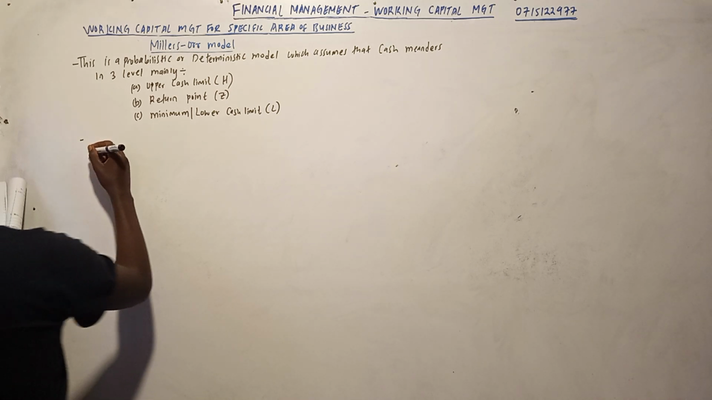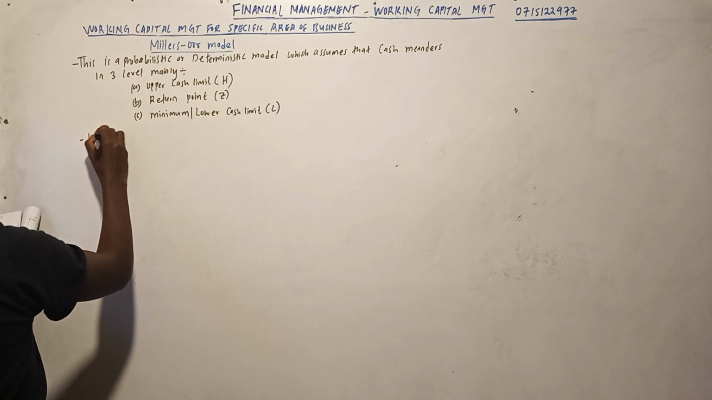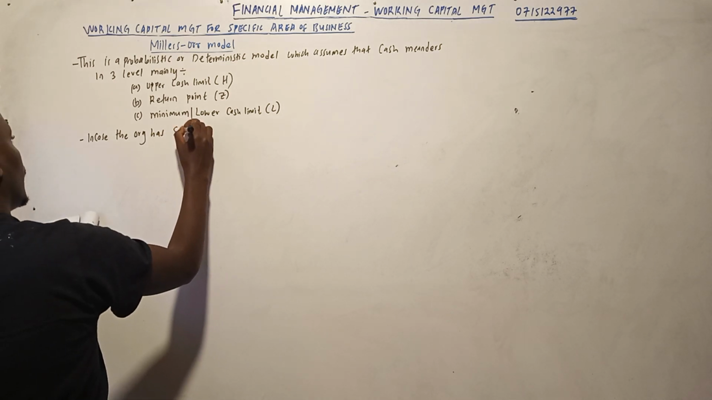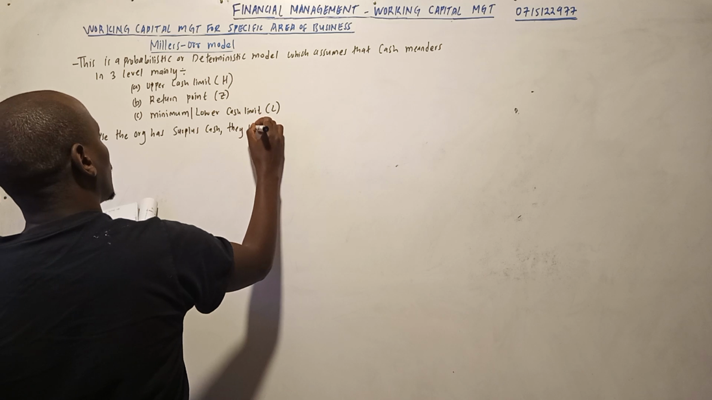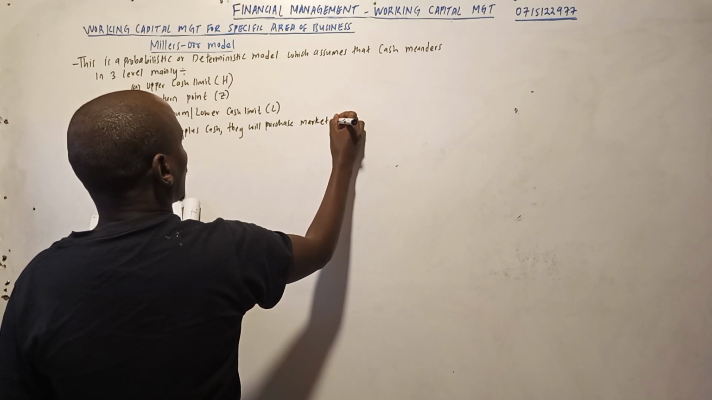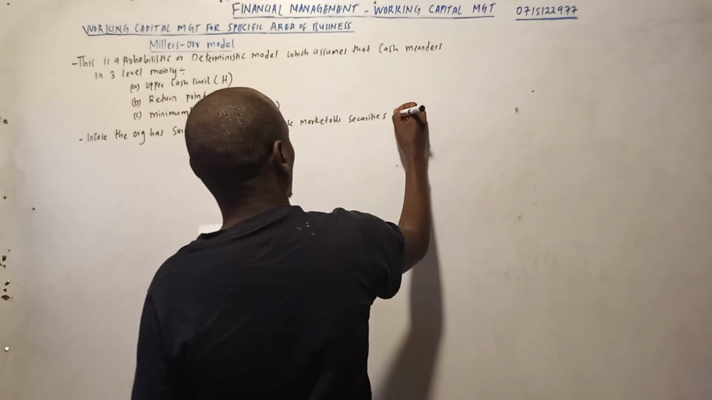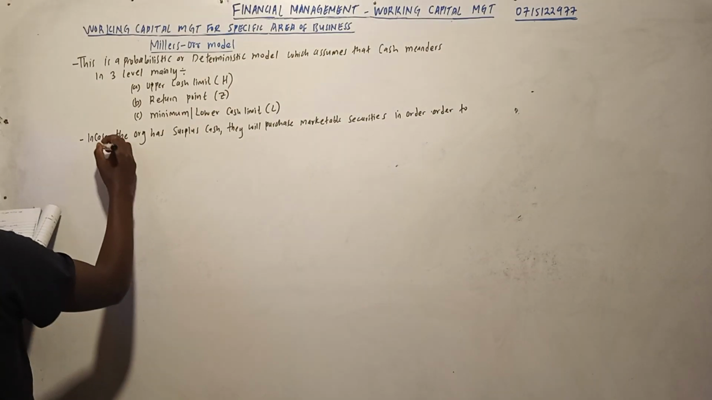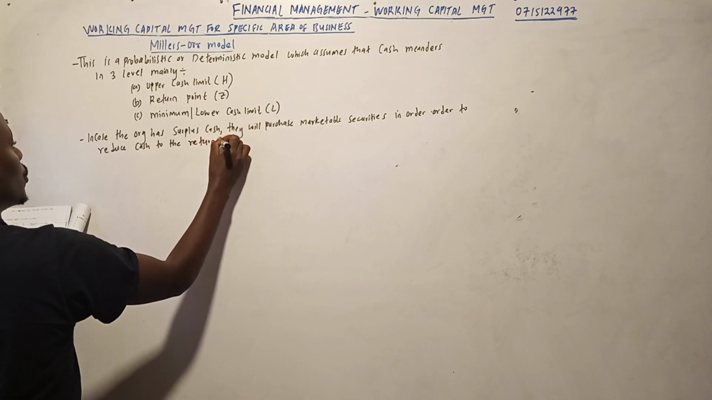So you can also write and say, in case the organization has surplus cash, they will purchase marketable securities in order to reduce cash to the return point.